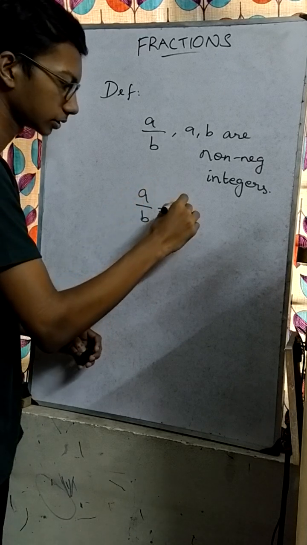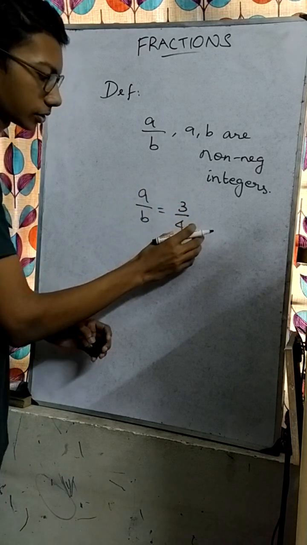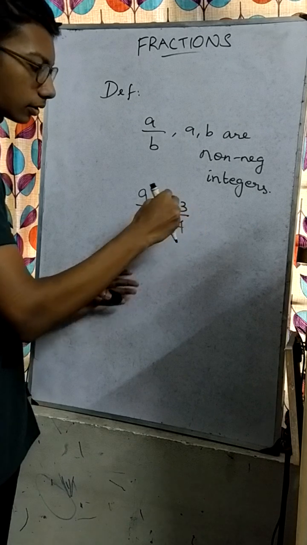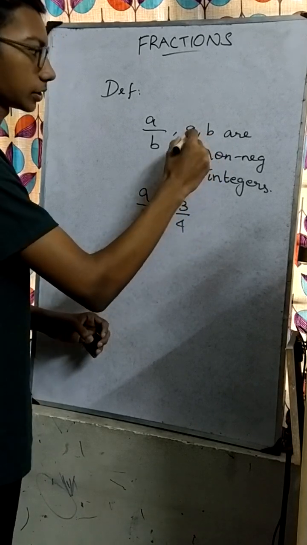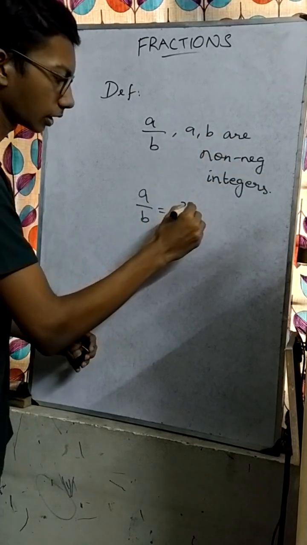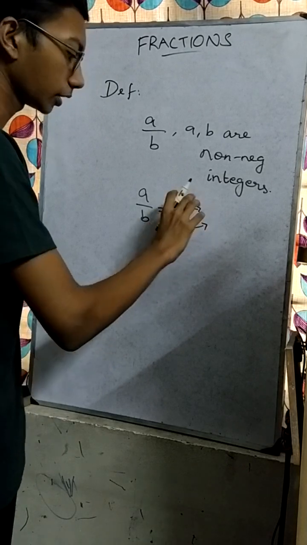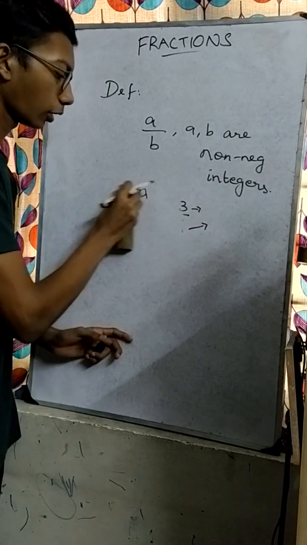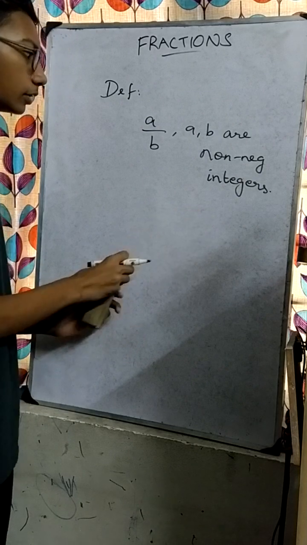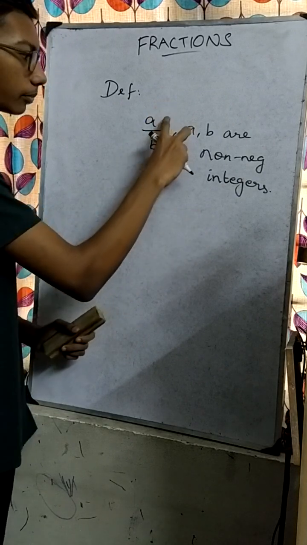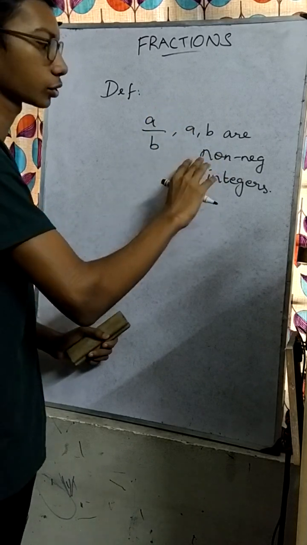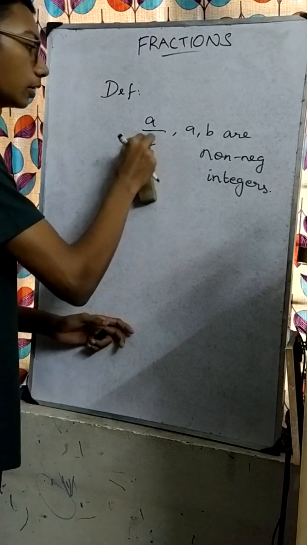For example, let's say 3 by 4. This is under the condition that A and B are non-negative integers, because 3 is non-negative and 4 is non-negative, and they are both integers. So this is how we can define a fraction. That is, they can be written in the form A by B, but they should be non-negative integers.